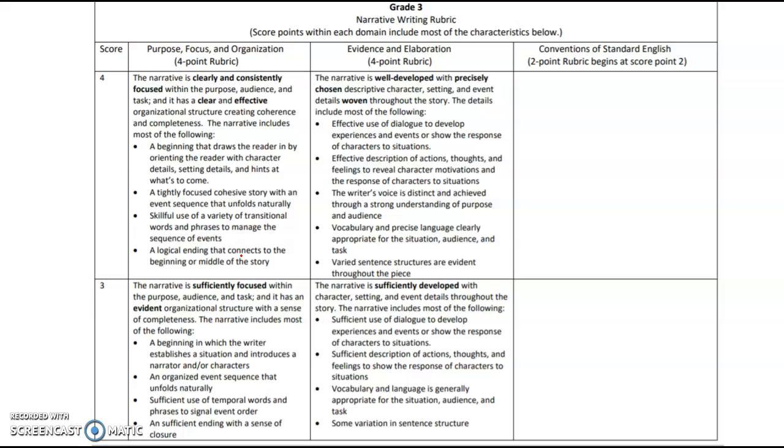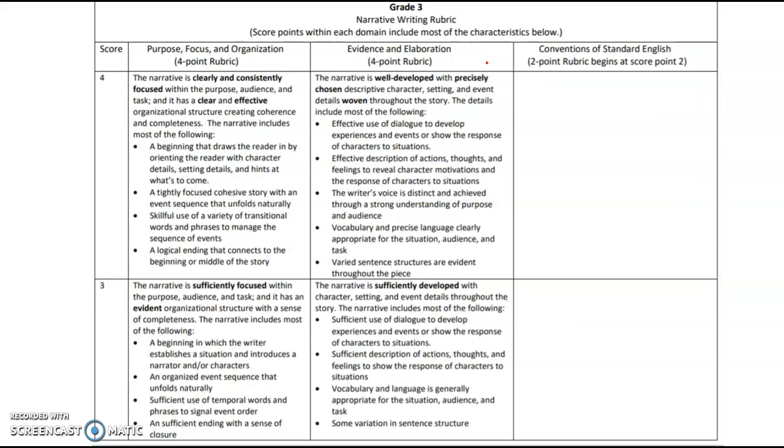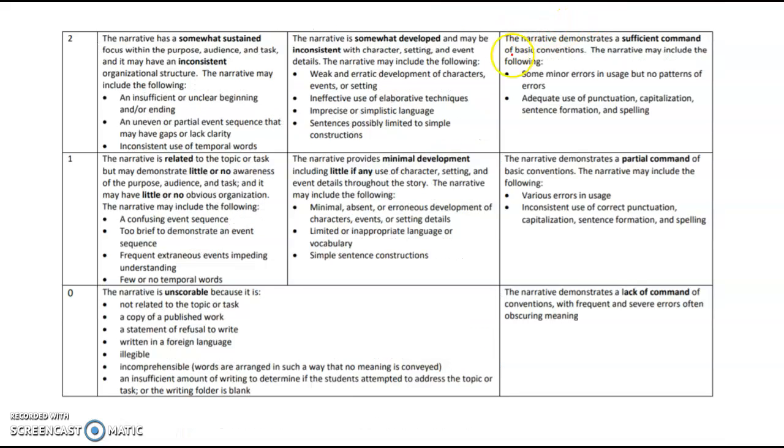Let's talk about the writing rubric. So your narrative will be graded out of 10 points. 4 points for purpose, focus, and organization. 4 points for evidence and elaboration. And then 2 points for conventions, which is punctuation, spelling, capitalization. Let's talk about what you need to do to get a 10.